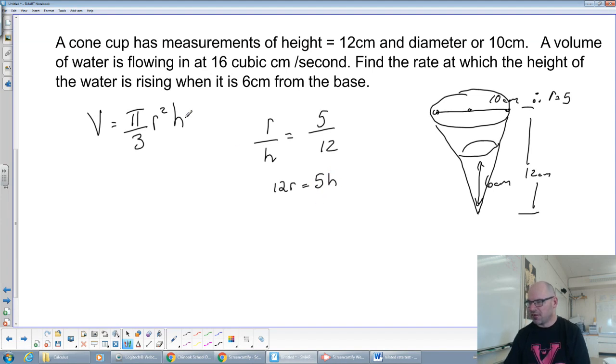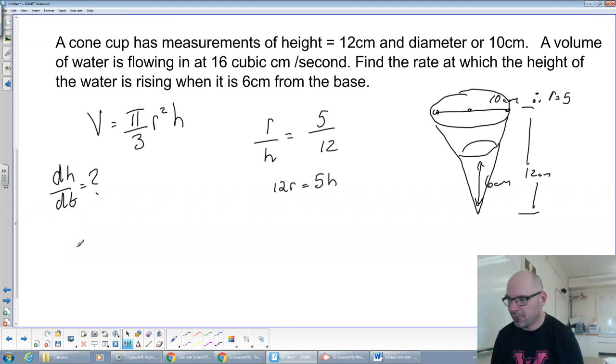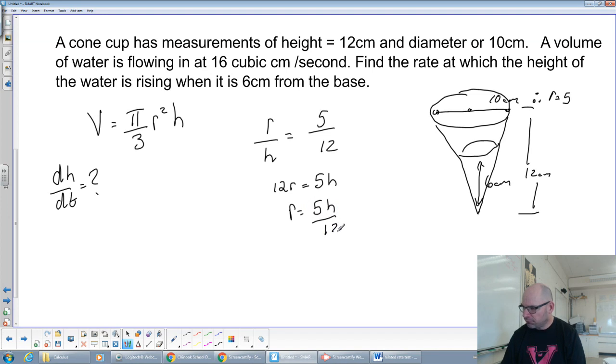Now we want to place it in here so that we're left with nothing but h, because we want dh/dt. We're trying to find dh/dt. We want to know how fast it's rising when the cup has a height of 6 centimeters. So we have to replace this r with that. We have to solve for r here. So r is equal to 5h divided by 12. That's what's going to go in there to redo the volume equation.